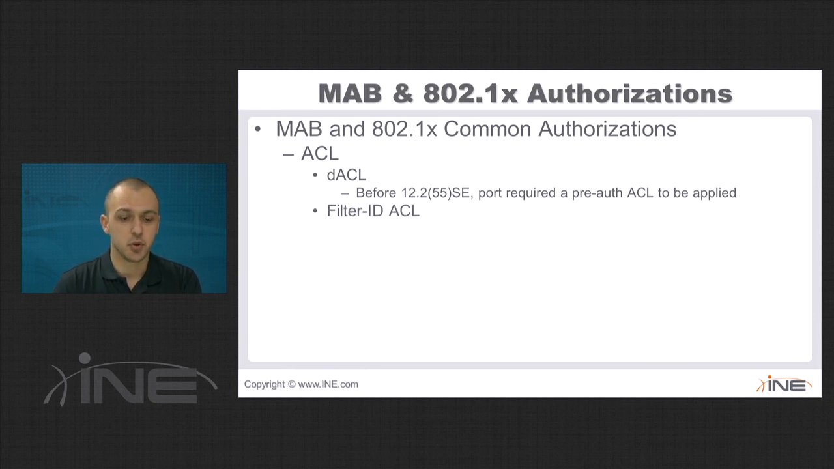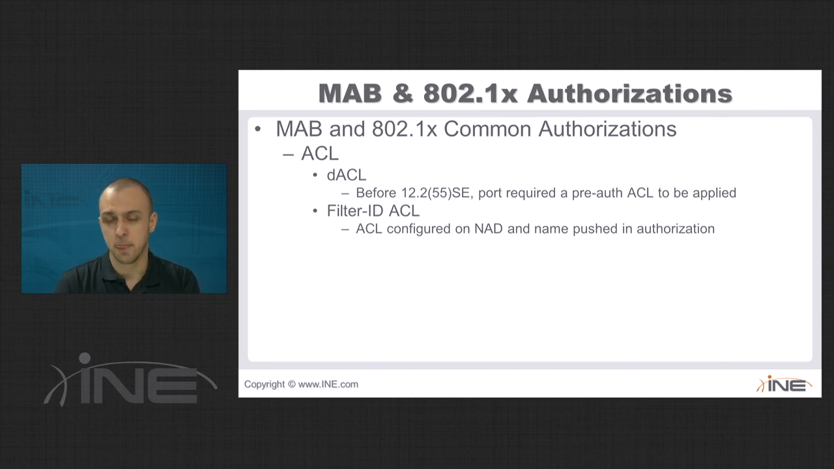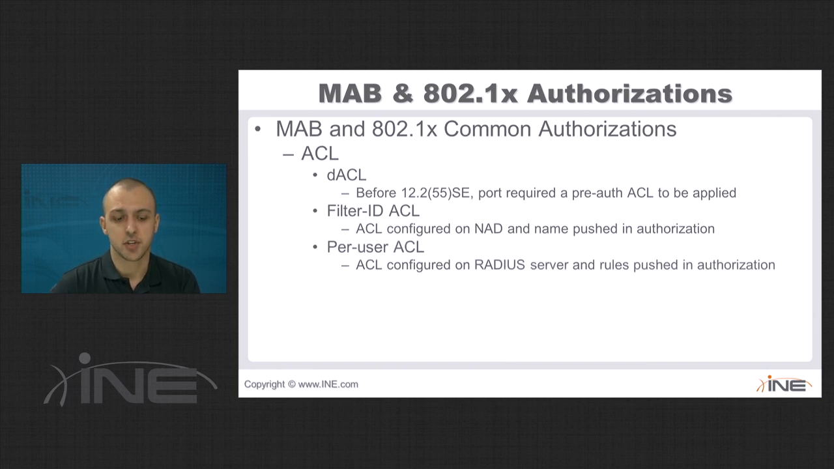The other option would be to use something called filter ID ACL. Again, the same functionality as in auth proxy or cut-through proxy, meaning that if I use the filter ID ACL, then ISE will push to the switch only the ACL name, and that ACL needs to be locally configured on the switch. The third option would be to use the per-user ACL functionality, which really depends.